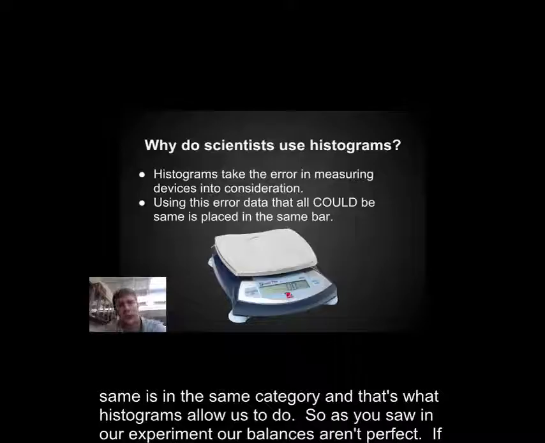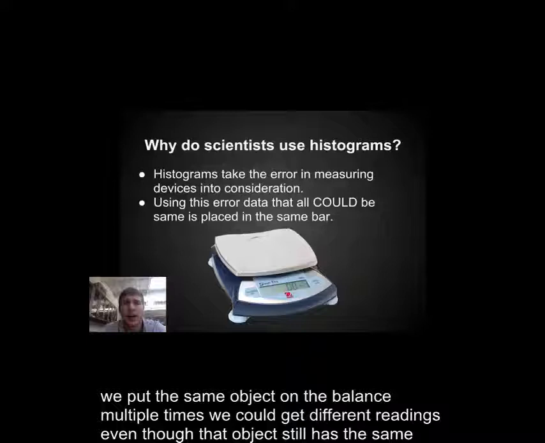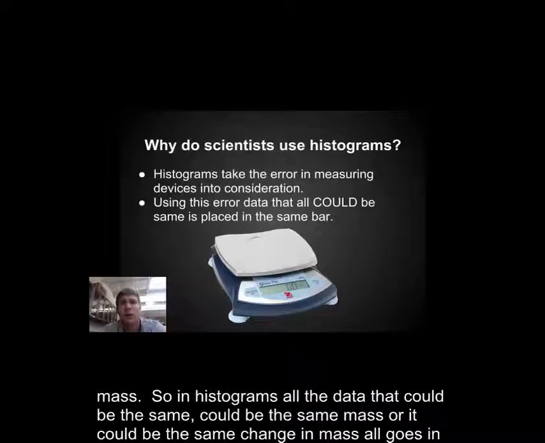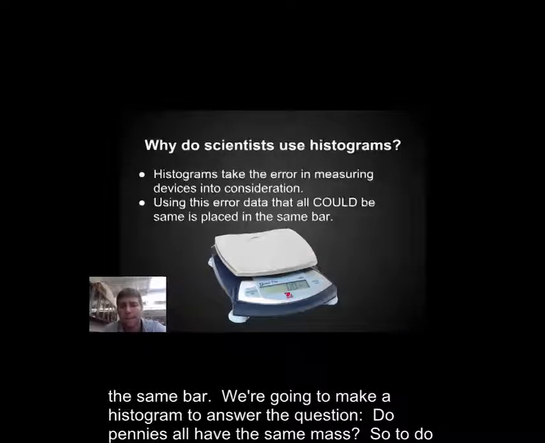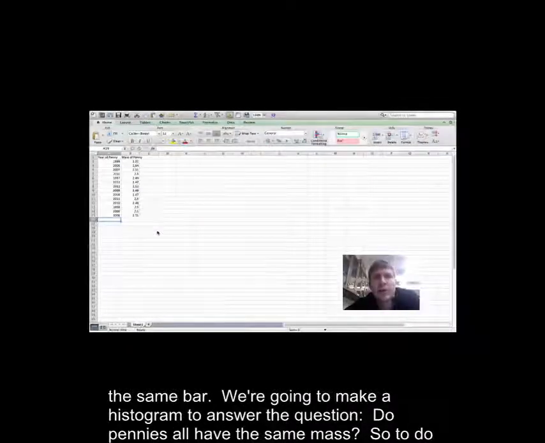As you saw in our experiment, our balances aren't perfect. If we put the same object on the balance multiple times, we could get different readings even though that object still has the same mass. So in histograms, all the data that could be the same mass, or could be the same change in mass, all goes in the same bar. We're going to make a histogram to answer the question, do pennies all have the same mass?